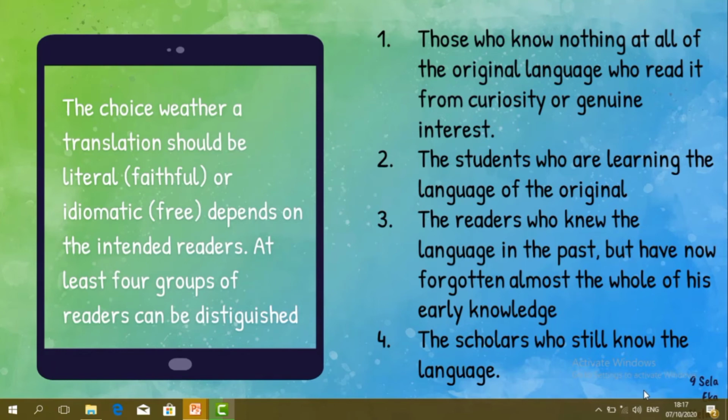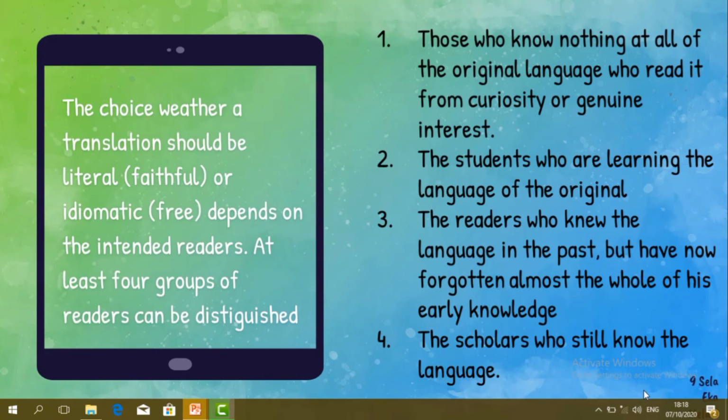Second, the students who are learning the language of the original. The second group are best helped by the most literal translation. It helps them to catch the implication of the different construction of the language they are studying. Third, the readers who knew the language in the past but have now forgotten almost the whole of its early knowledge. This third group prefer the translation that sounds like a translation. It brings back more neatly the memories of their early scholarship and gives them a subconscious impression that they are almost reading the original language.